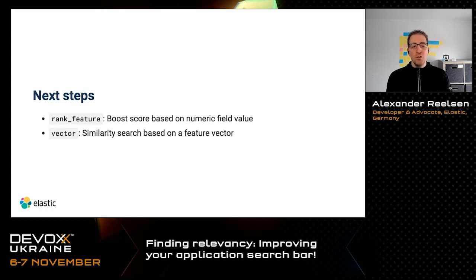There's also a vector field type that allows you to do similarity search based on a feature vector. So you decide what features you want to use. You encode those features in numbers. And then this query will basically run a couple of different similarities. By default, it's a cosine similarity, I think. And you can use that to find similar products or similar behaviors of users if you want.